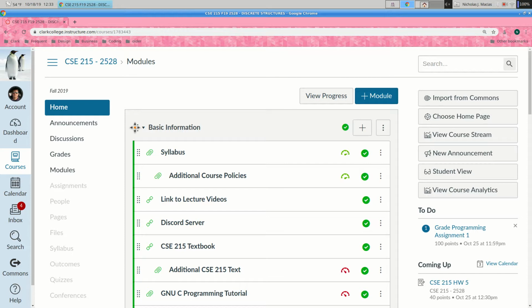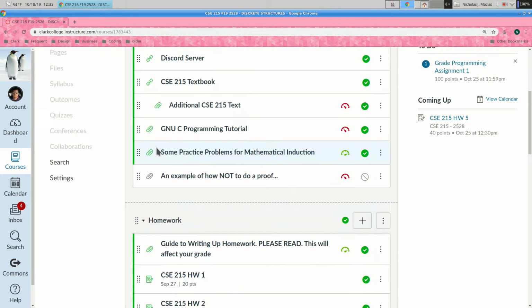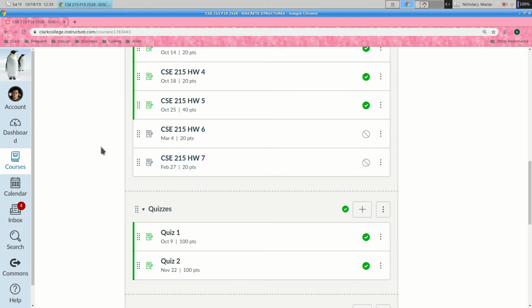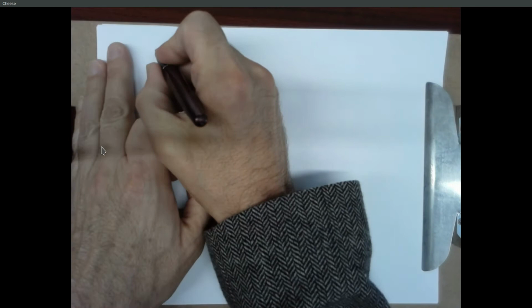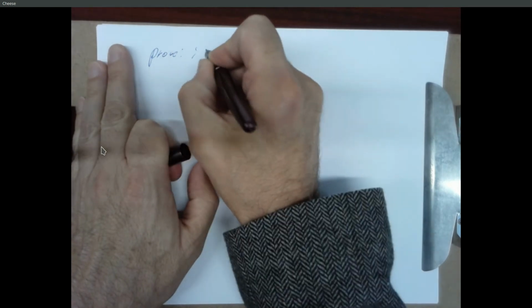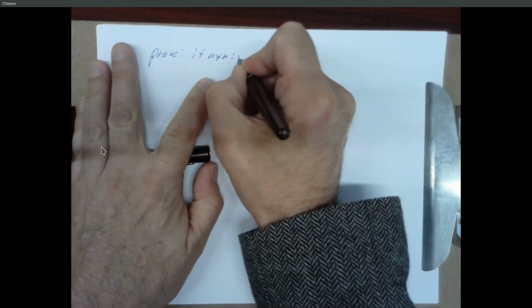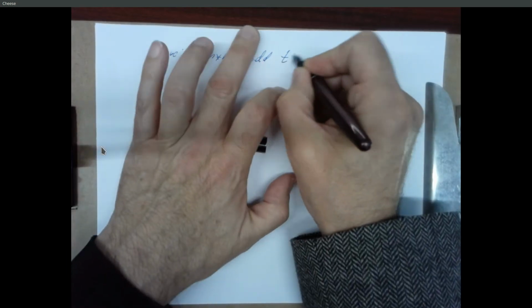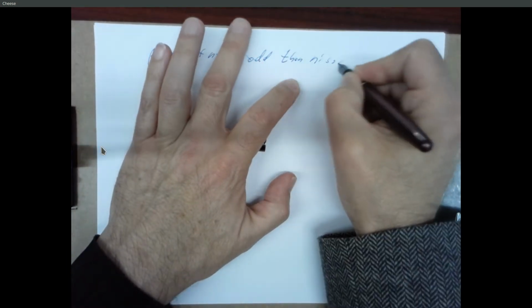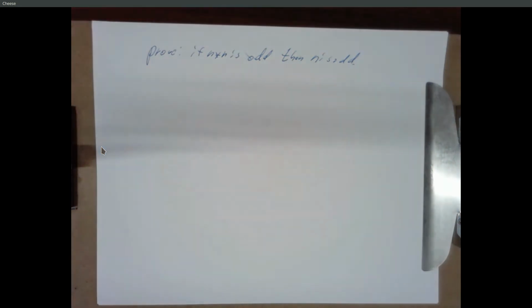How would you explain the final problem? What was the final problem? If n times n is odd, prove n is odd. All right, let's see. So let's prove that if n squared is odd, then n is odd. This is one of these that works really well with an indirect proof as opposed to direct.